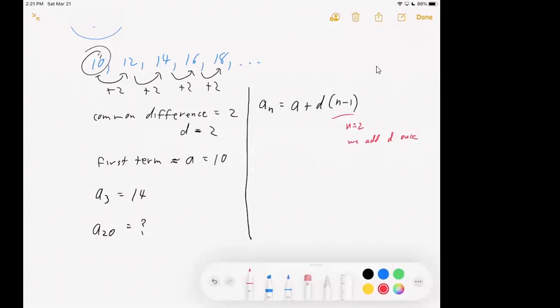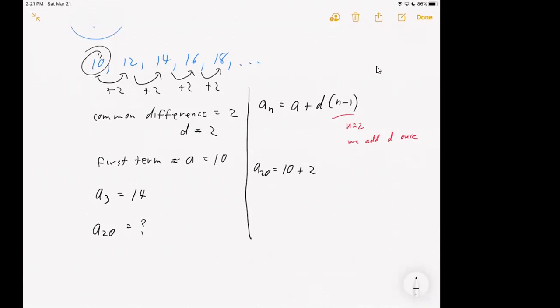So let's apply this to finding a20. I would know that we had started with a 10, and we're going to have a common difference of 2. And we're going to apply that 20 minus 1 times. We're going to add the 2 on 19 more times. So that will be 10 plus 2 times 19, which will be 10 plus 38, or 48. So the 20th term would be 48. So we've answered the question.